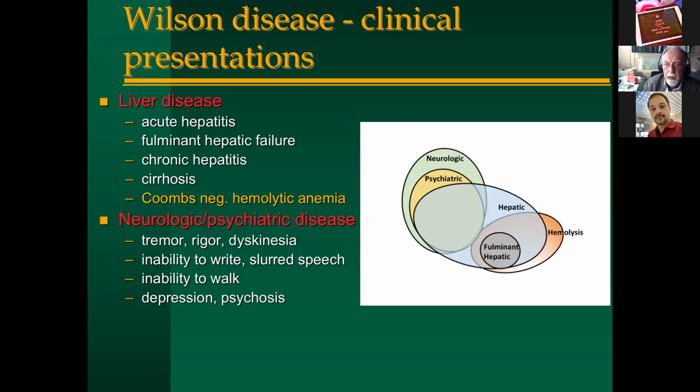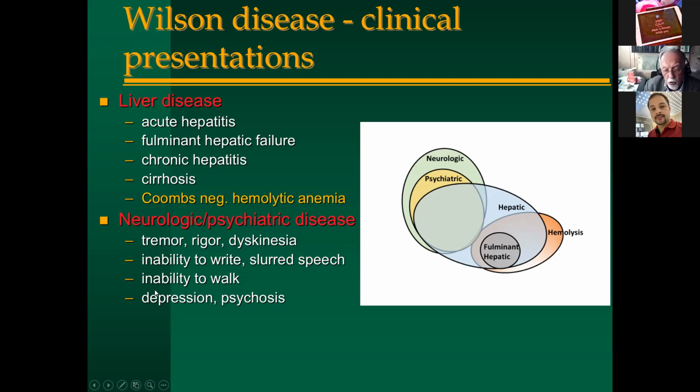Wilson's disease, the clinical presentation is very variable. As you see, basically, you can have liver disease, any form of liver disease, starting from acute hepatitis, hepatic failure, to any type of chronic hepatitis, cirrhosis, and the special entity is Coombs-negative hemolytic anemia, which is often associated with liver disease. Then you have the large complex of neuropsychiatric disease presentations, mostly extrapyramidal problems like tremor, rigor, dyskinesia. People are unable to write, have a slurred speech. At the end, they have inability to walk.